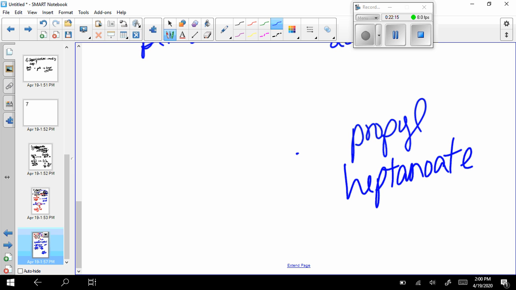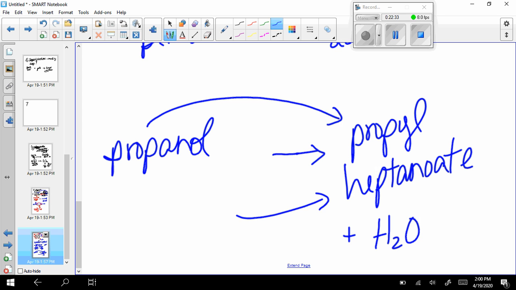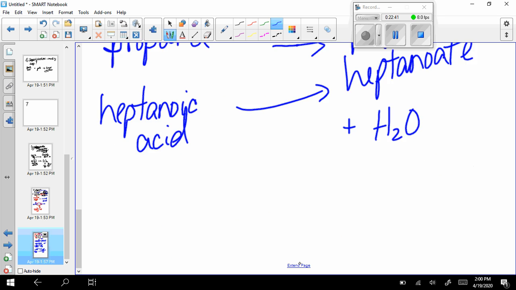heptanoate. And so in order to make propyl heptanoate and water, I always have to make water in this process, I know I need an alcohol, and the alcohol comes from the branch. So my alcohol was propanol. And then this part is where I get my organic acid. So heptanoic acid.